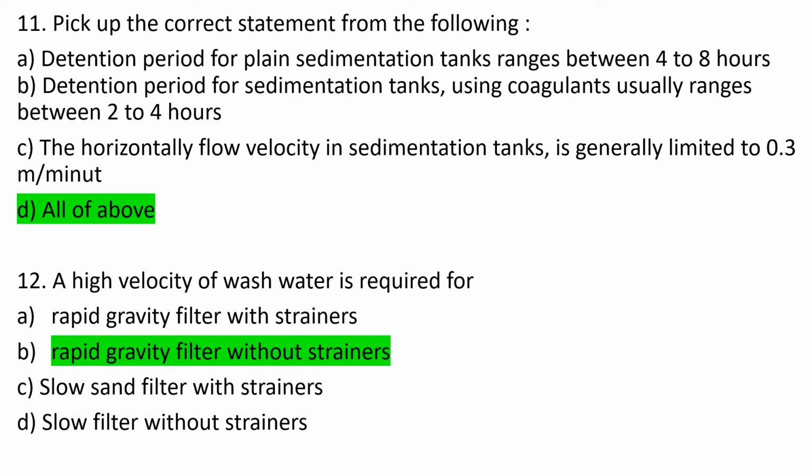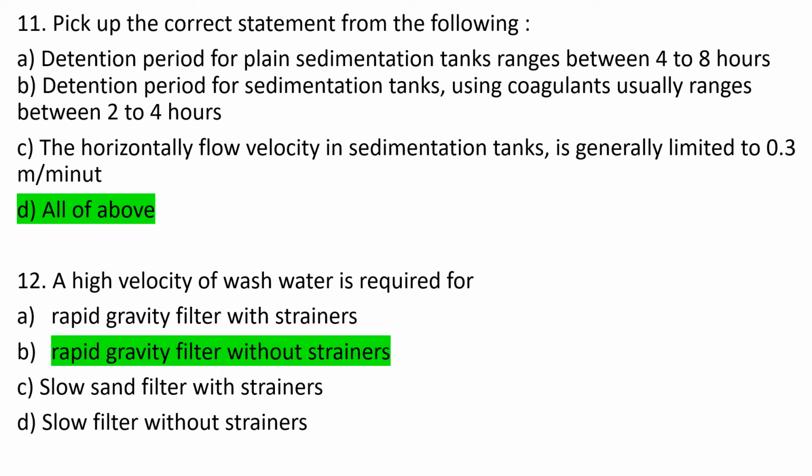Here the correct answer is D, all of the above, because all the statements are correct. For plain sedimentation tank, detention period is 4 to 8 hours. For sedimentation tank using coagulants, detention period is 2 to 4 hours. And horizontal flow in sedimentation tanks is 0.3 meter per minute. So all these statements are correct. So the answer is D, all of the above.